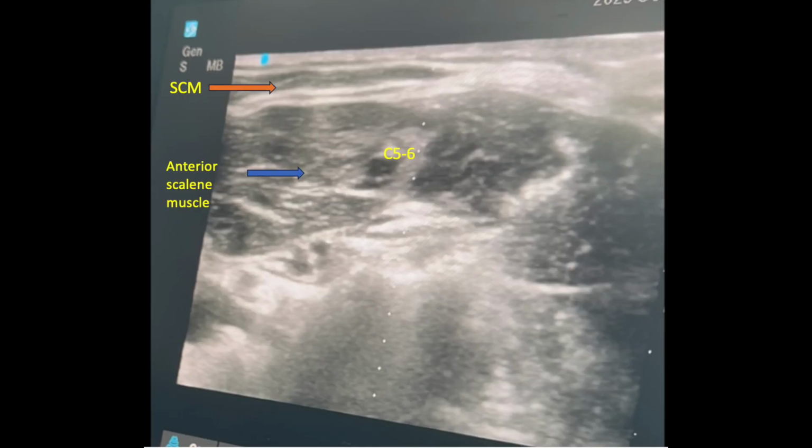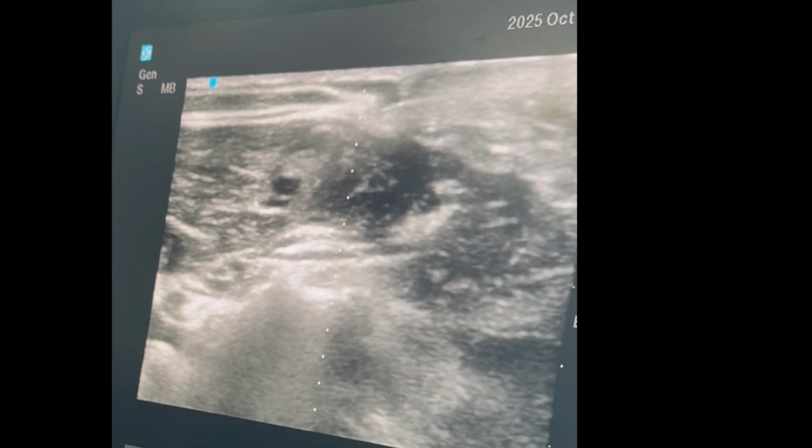When you place your high frequency linear probe at the middle of the neck at the C6 level, just lateral to the lateral head of the sternocleidomastoid, you can see the tapering of the sternocleidomastoid just above the anterior scalene muscle. We have to deposit the local anesthetic just below the sternocleidomastoid for the intermediate cervical plexus block.